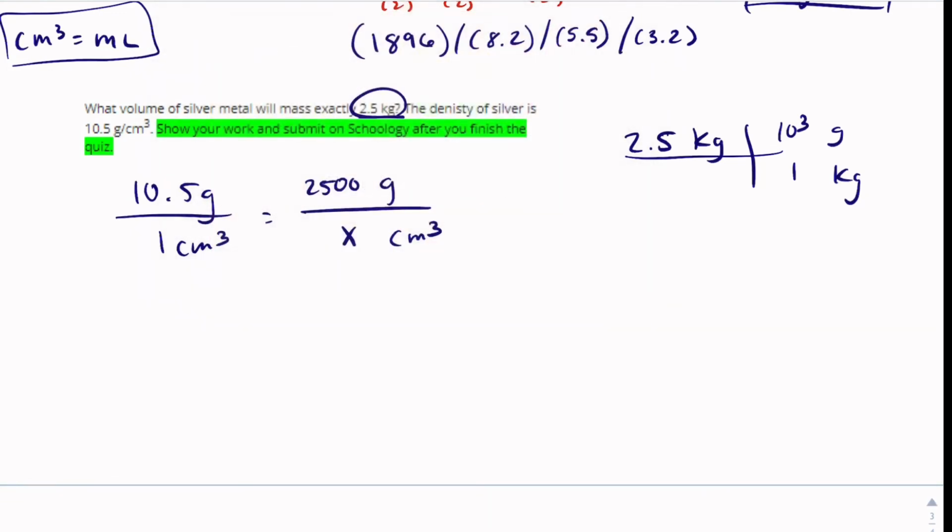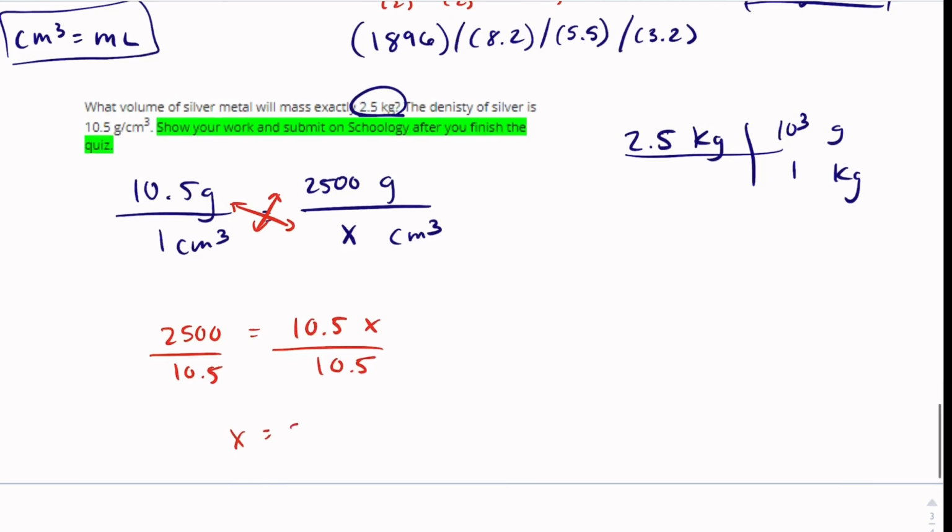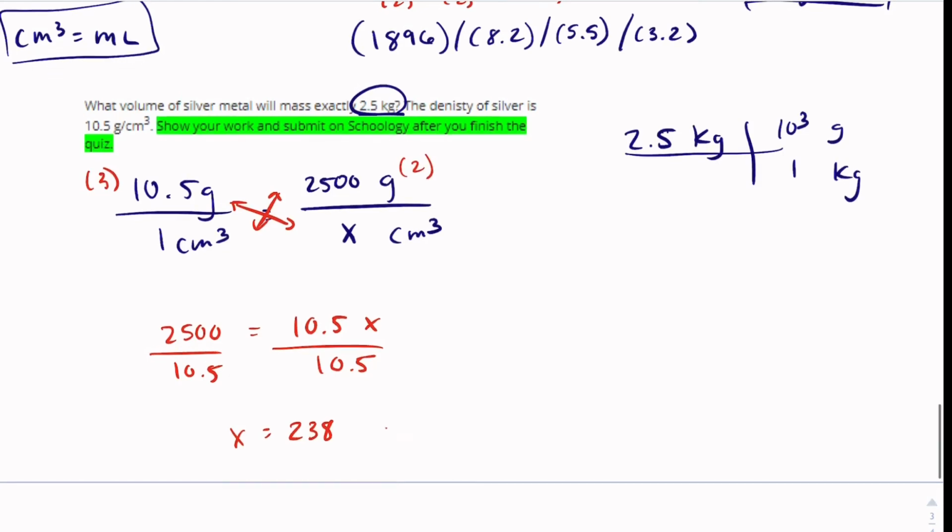We will cross multiply. We get 2,500 equals 10.5x. We'll divide by 10.5. X equals 2500 divided by 10.5. We get 238, and we could keep going, but I know we don't need to for sig figs. We have 3 sig figs, and then we have 2 sig figs, so this is actually going to be 240 centimeters cubed as our final answer.